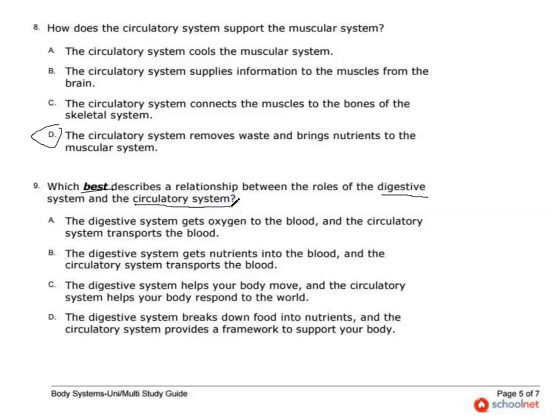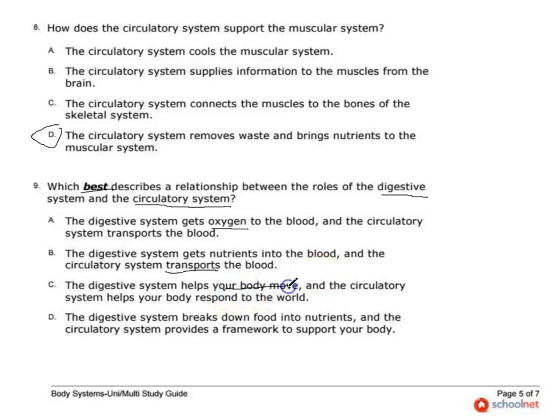She says B, the digestive system gets nutrients into the blood. That sounds like the functions of the digestive system. And the circulatory system, there's that word, transports the blood with the nutrients in it around the body. The digestive system does not get oxygen. That is the respiratory system.